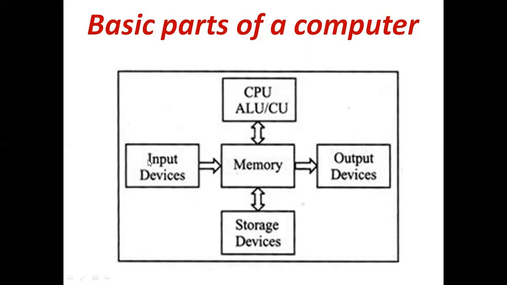So what are all the input devices we are having? Keyboard, mouse, mic, these are all input devices. By using these input devices, we will be giving the input to the computer. Then computer will receive the input and store it into the memory. Then it will process the input according to the user instruction with the help of control unit or arithmetic and logical unit. Finally, it will provide the output to the user with the help of output devices. It will show the output, right? This is the basic part of the computer.